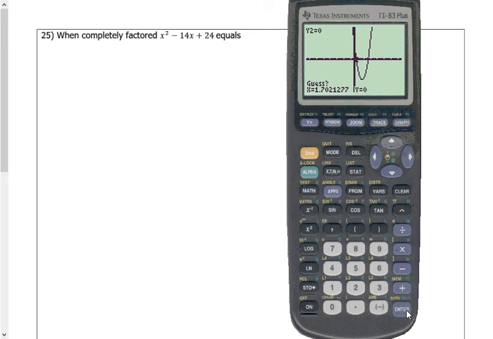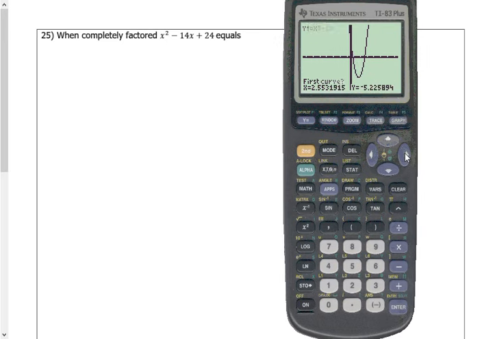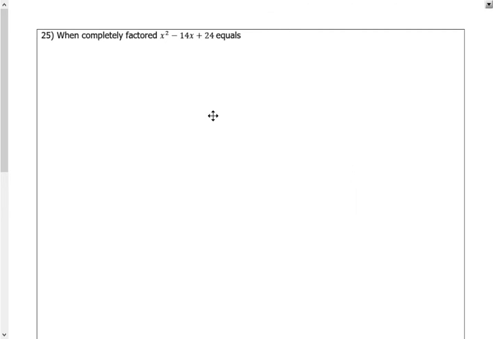So when I do the first one, I get 2. When I do the second one, I get 12. So in this case, the solutions are 2 and 12. That means the factors are x - 2 and x - 12. Either way is fine.